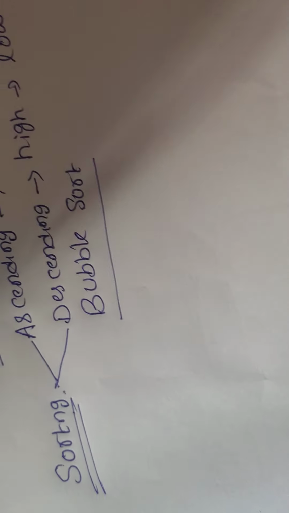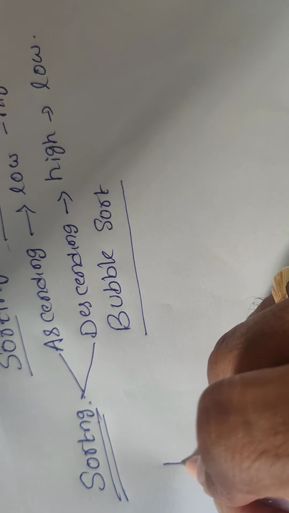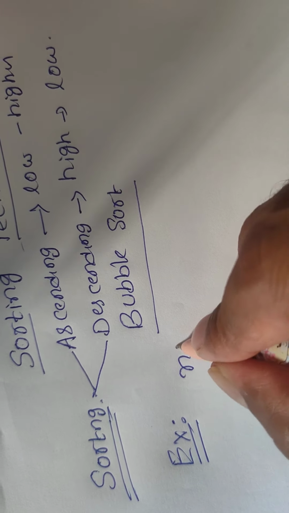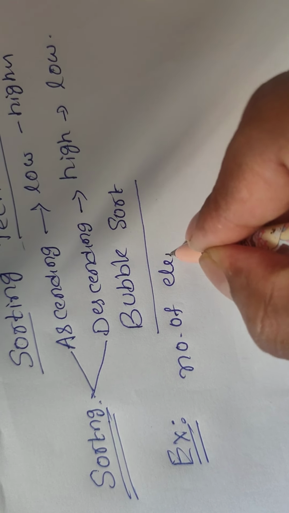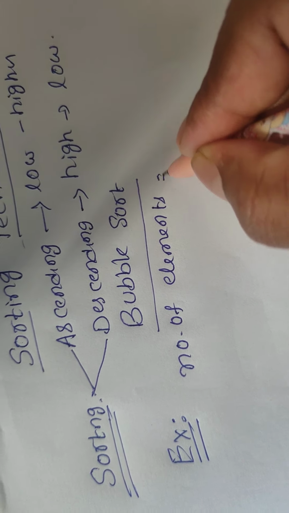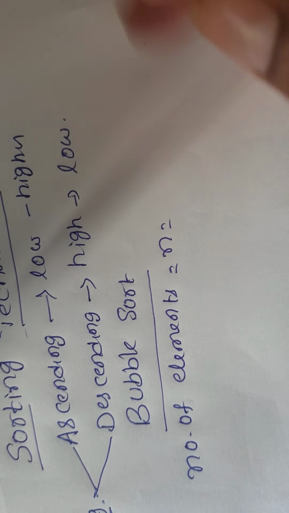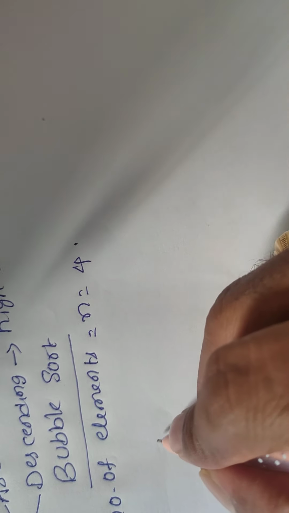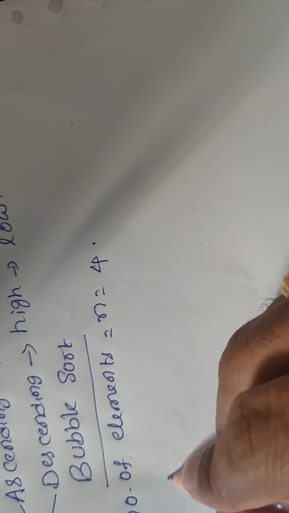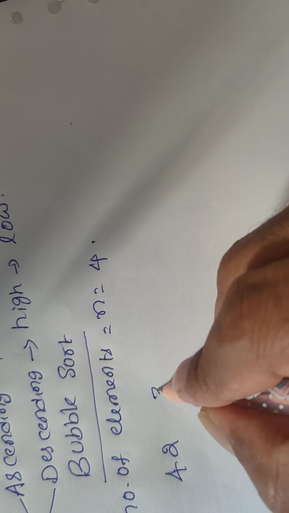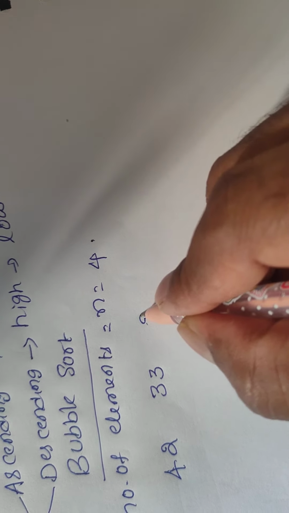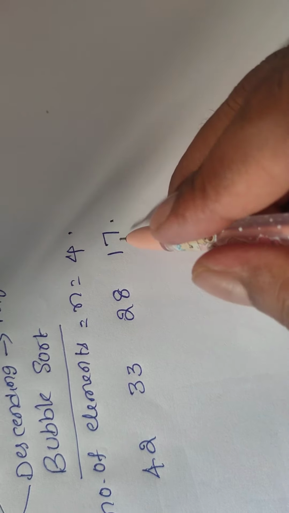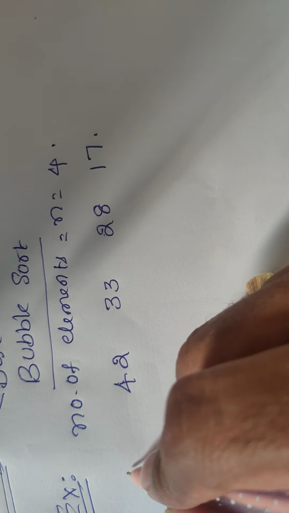For this I would like to take an example, and based on the example I will explain bubble sort. First of all, the number of elements, n, equals 4. The values are: first value 42, second value 33, third value 28, and next value 17. So 42, 33, 28, 17. These are the values.